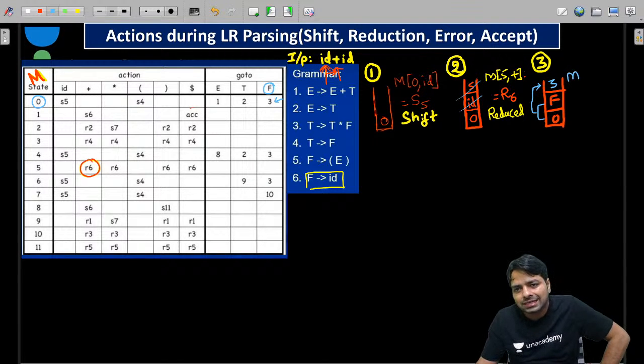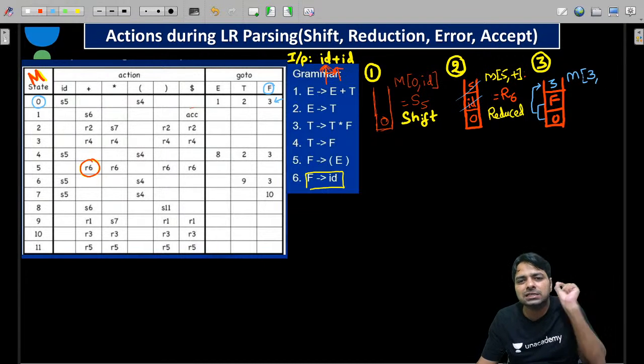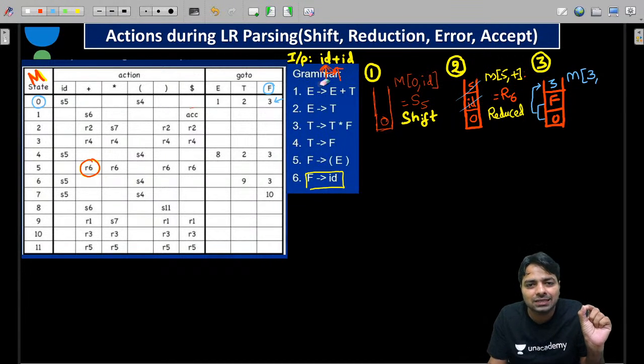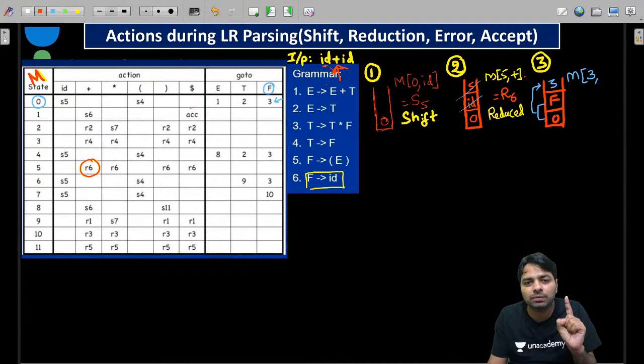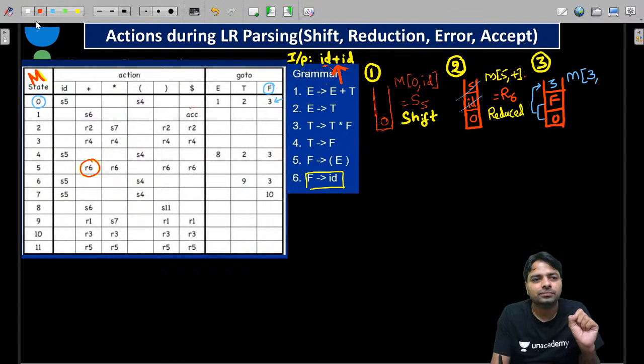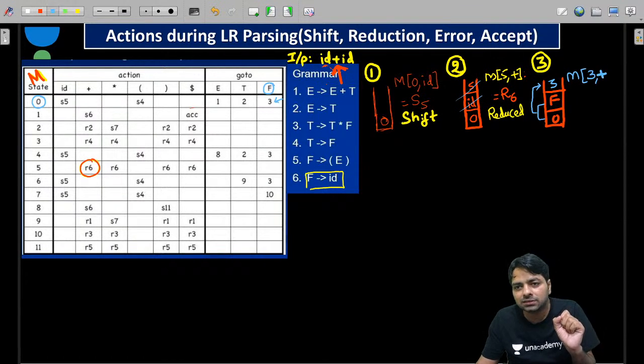Now look at the table. M of 3 is the top of the stack, and still plus is pointing. So better to delete this arrow. Keep the arrow now at plus only. Now your pointer is pointing to plus. Remember that. M of 3 comma plus.